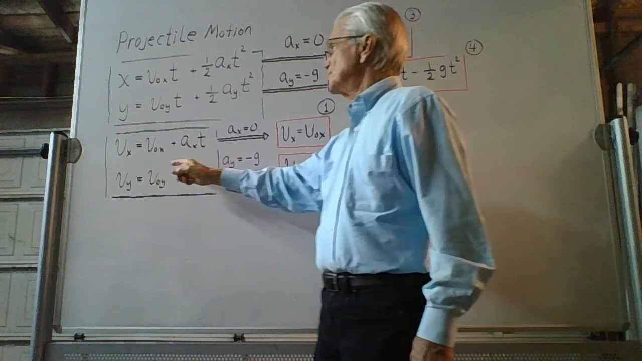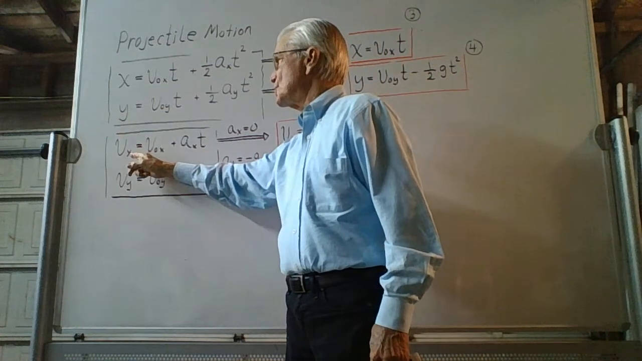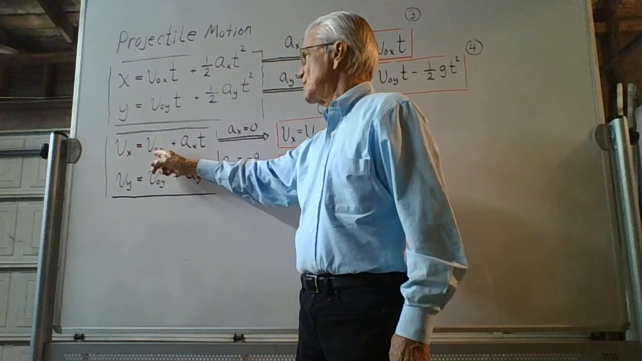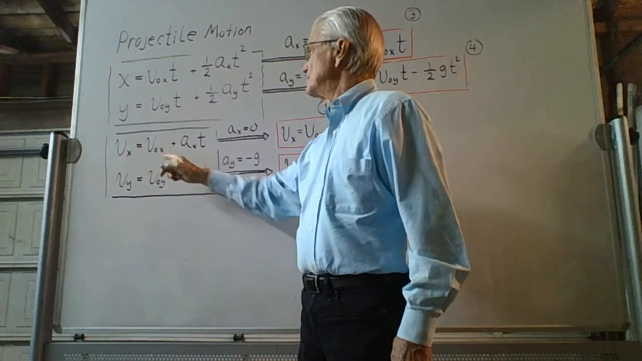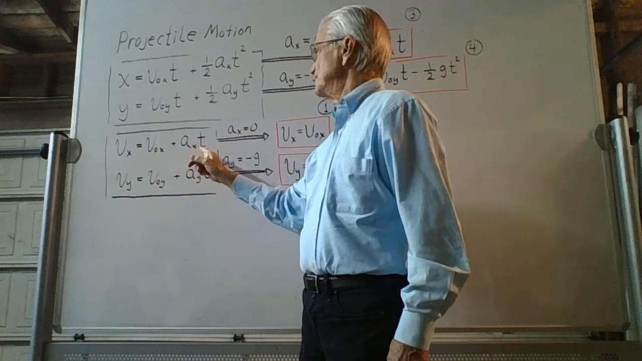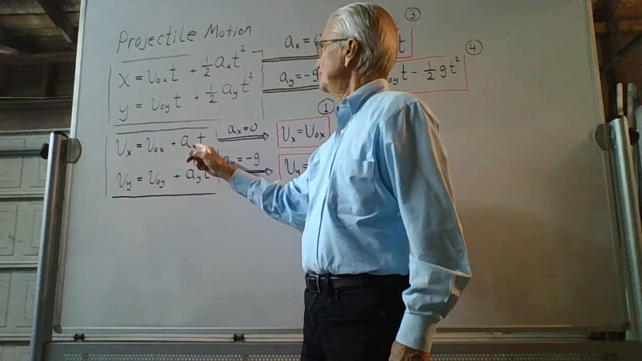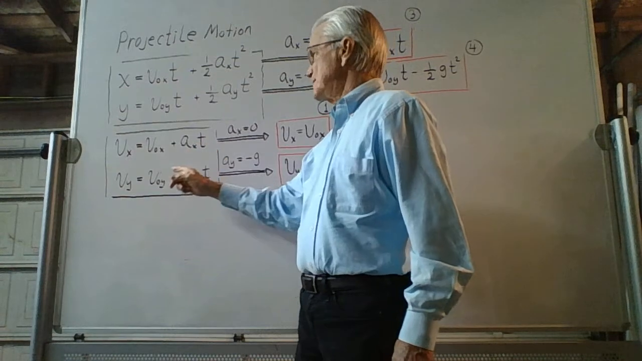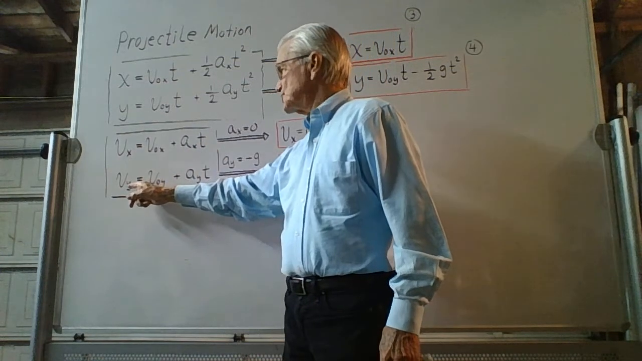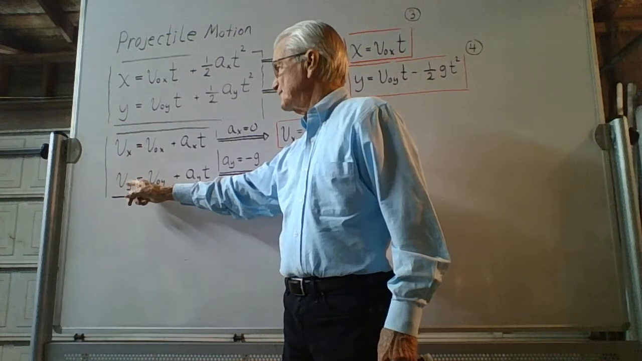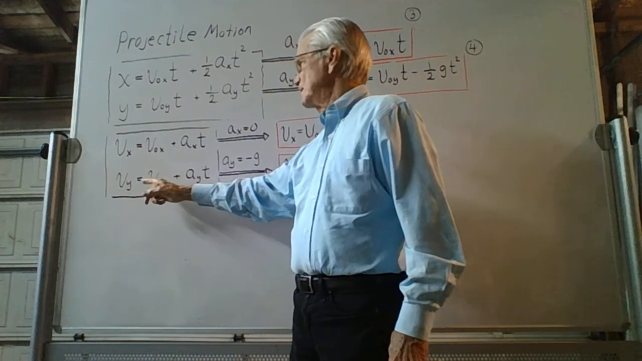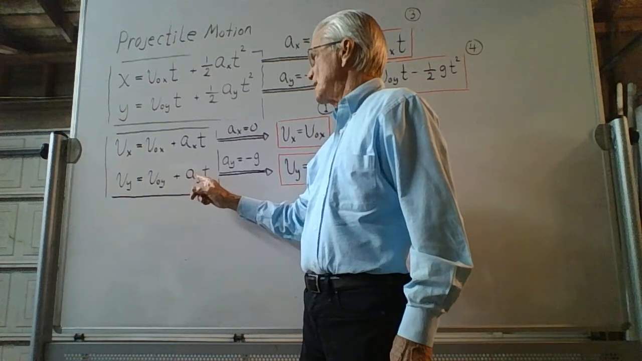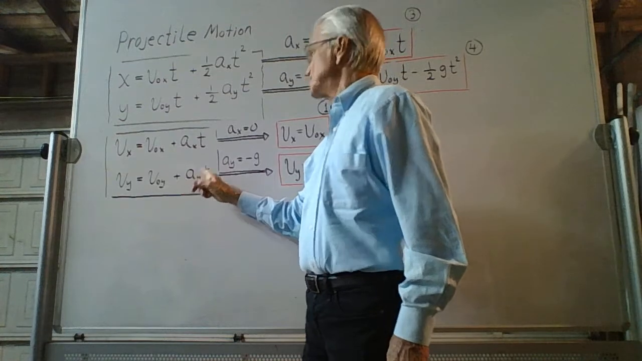Other equations deal with the future x component of velocity, v sub x. It's the x component of the initial velocity plus a sub x times t, a sub x being the x component of the acceleration. And then finally there was the future y component of the velocity, v subscript y, equaling the y component of the initial velocity plus a sub y, the y component of acceleration, times t.